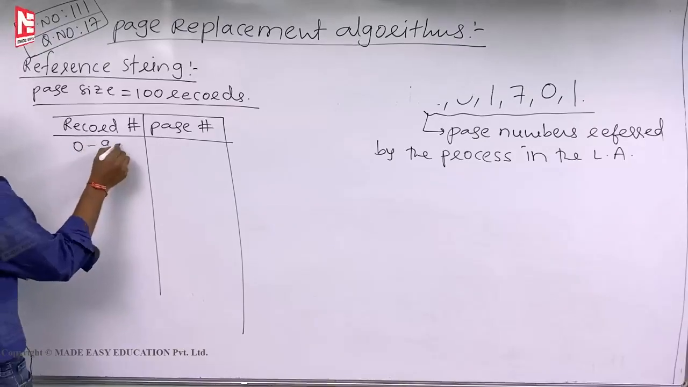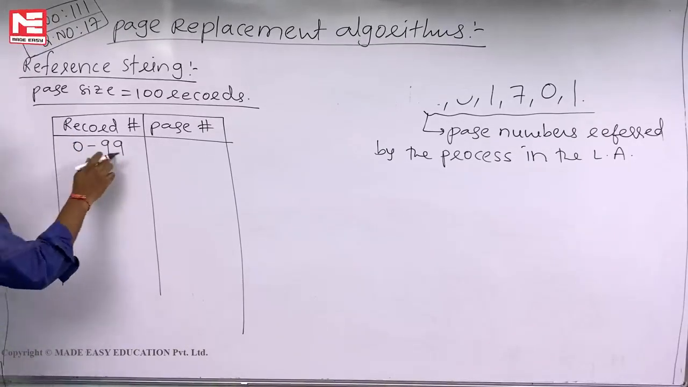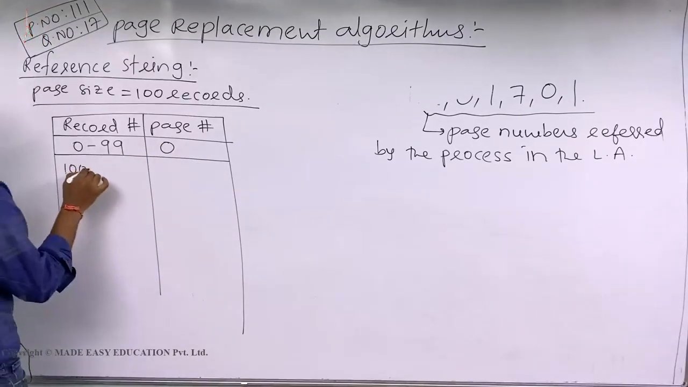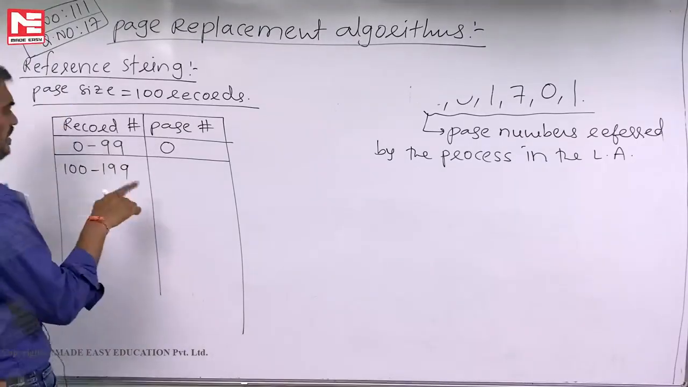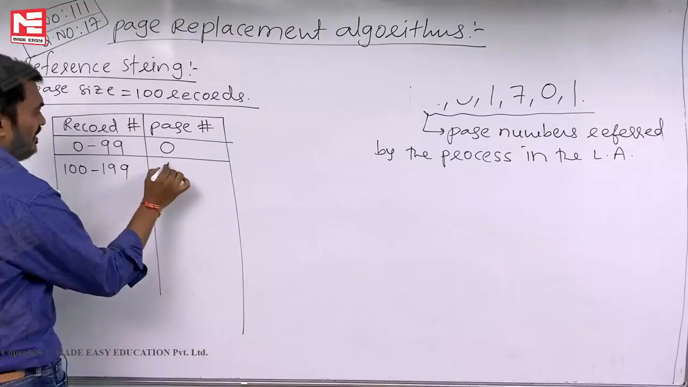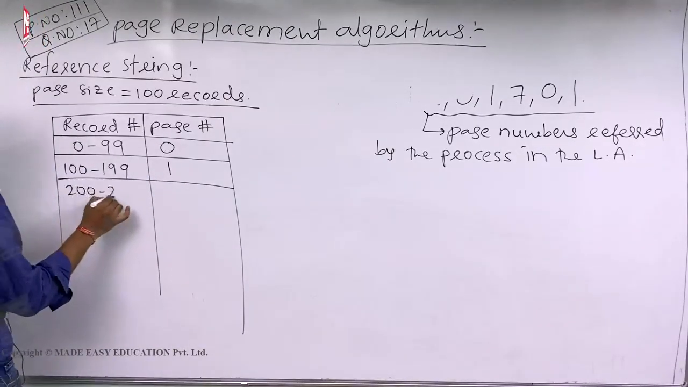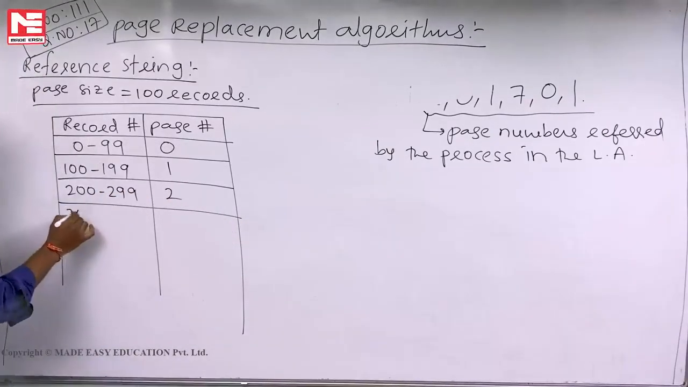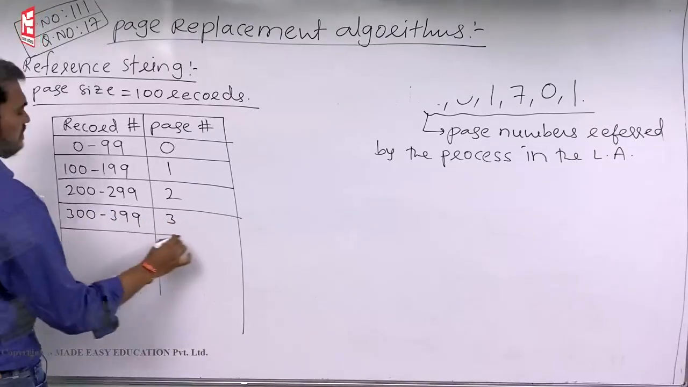Record number 0 to 99 will be there in page number 0. And 100 to 199, copy करो. मैं पूरा समझाता हूँ, just copy करो. Tension मत लो. Next, page number 1. Next, 200 to 299 will be in page number 2. And record number 300 to 399 will be in page number 3.